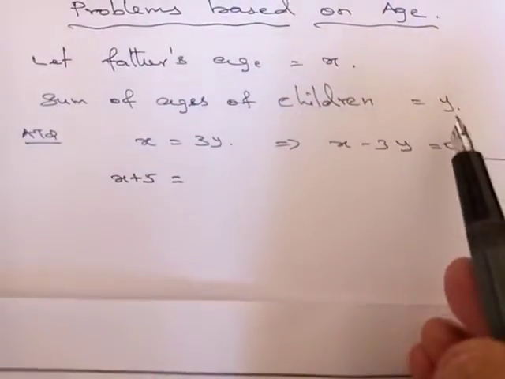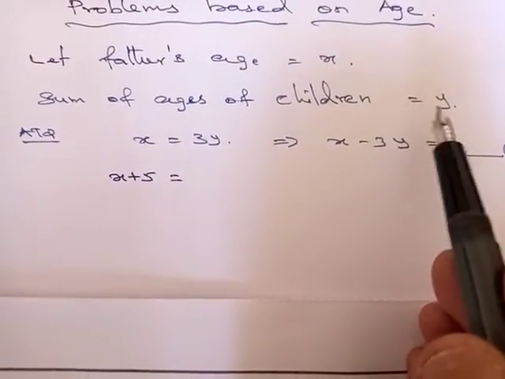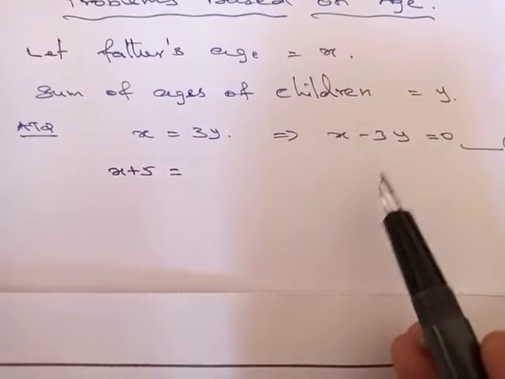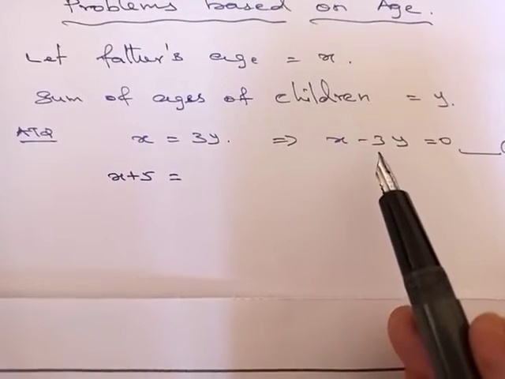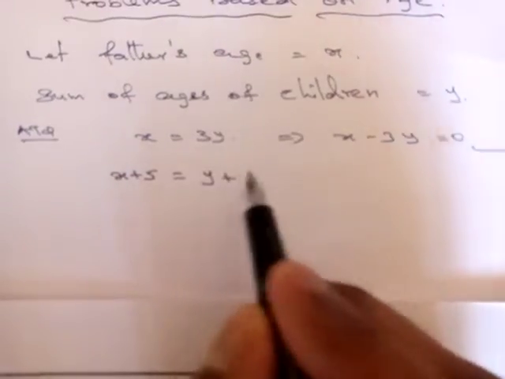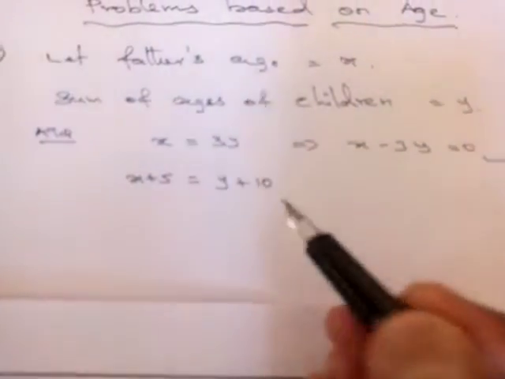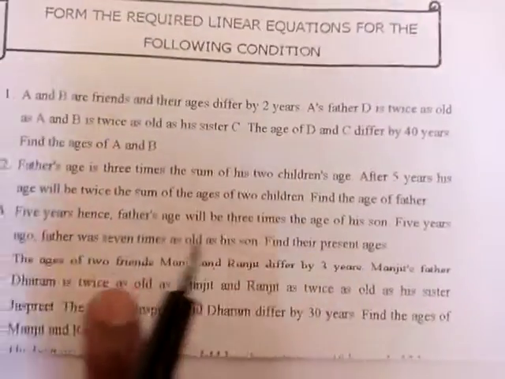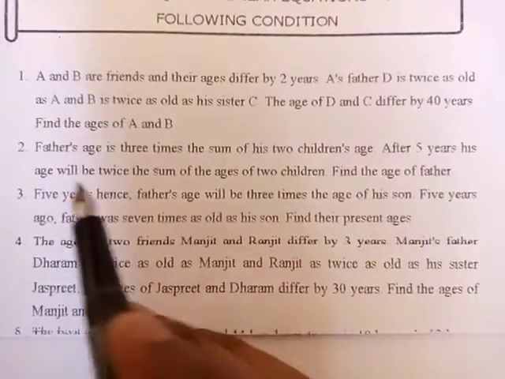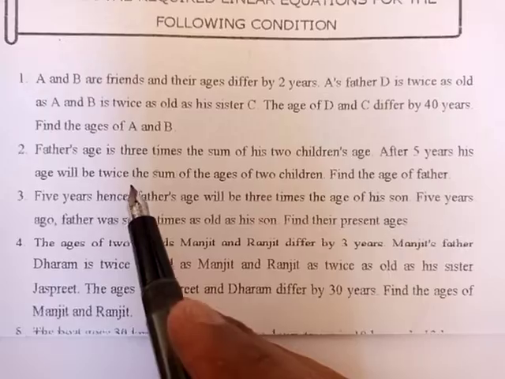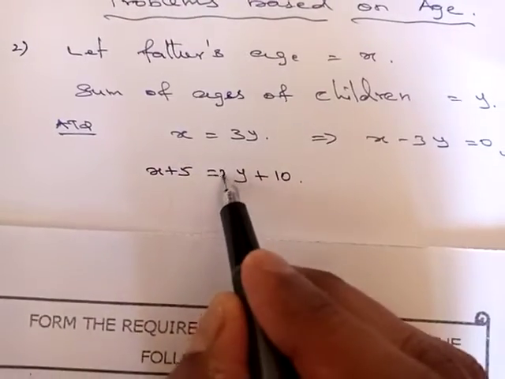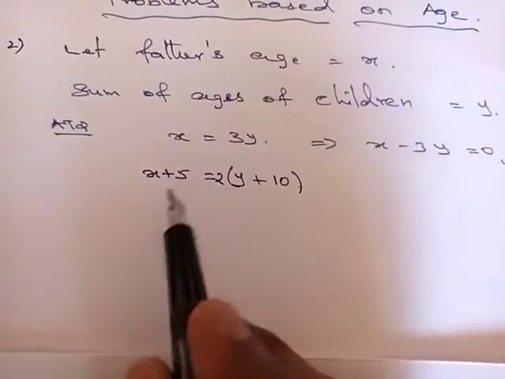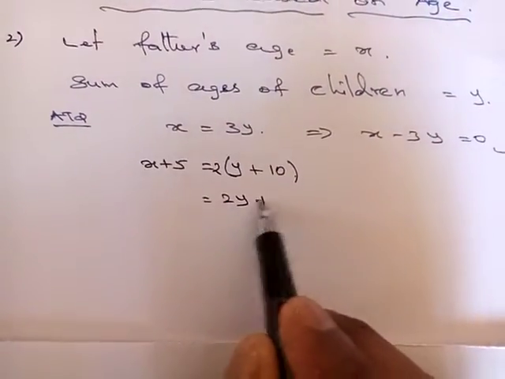So y is nothing but the sum of the children's ages now. Individually 5 years each, so totally 10 years will increase in this sum, correct? So that is y plus 10, the children's age. But according to the question, after 5 years, his age will be twice the sum of the ages of the two children. So 2 times y plus 10, that is 2y plus 20.